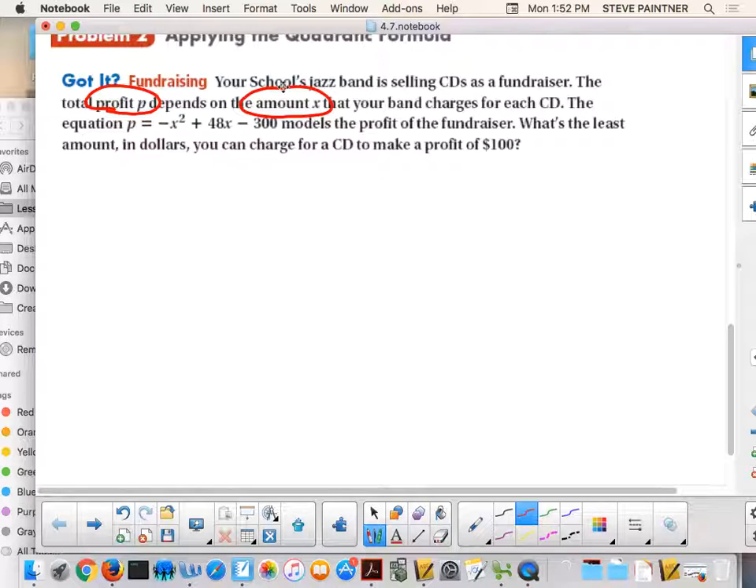How much you charge? I circled it. Amount. How much you charge for each CD. Are you gonna sell it for $2, $4? What are you gonna sell it for? X. Okay. The equation P, profit, equals this. There. That's your profit formula. Your profit depends on X, what you sell your CD for. How much are you gonna sell your CD for? $2, $3, $4?